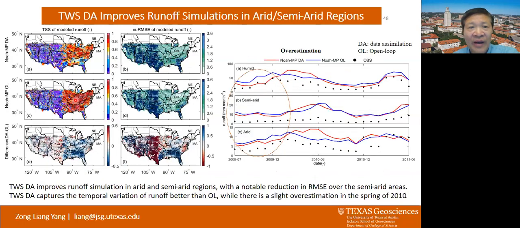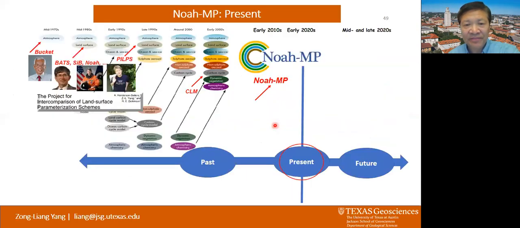And also assimilating TWS not only improves soil moisture and snow, but also improves the runoff in the arid, semi-arid regions. You can see the runoff is improved. We know NoahMP or any land models have problems in simulating runoff over the dry areas. So by assimilating TWS into the model, we are able to correct that bias.